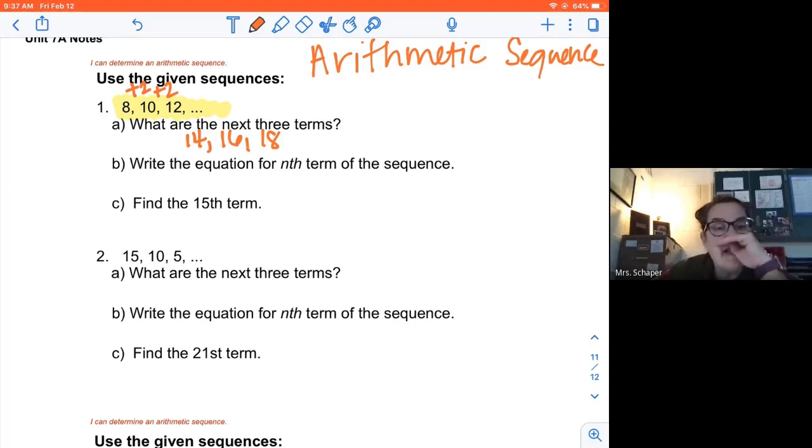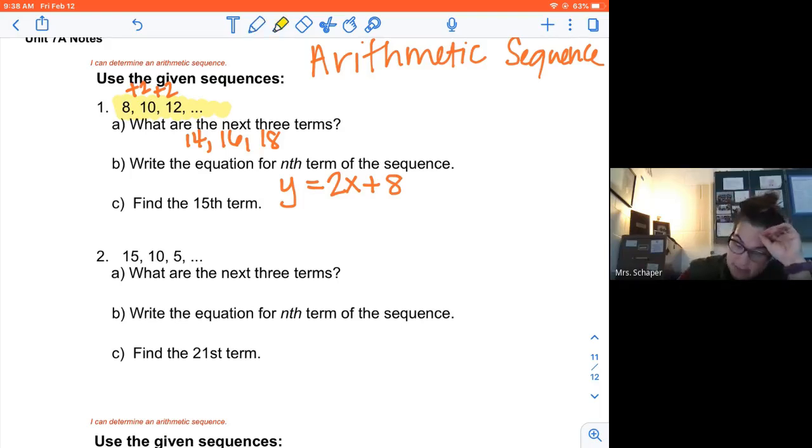Now, the next question is asking you to find the nth term in the sequence. So if I want to find the 15th or the 18th or the 72nd, how do we find that, right? Okay. So it's going to be y equals my rate of change, which is what I change every time, I add 2, times x plus my beginning amount. My beginning number is 8. So we're using the same thing. This is my rate of change. It's how much I'm going up each time. Okay. And then this is my beginning number.